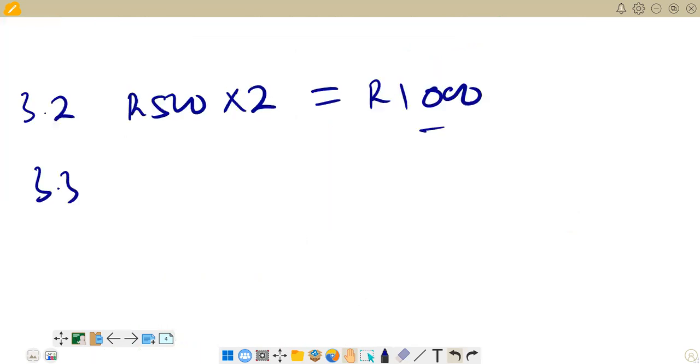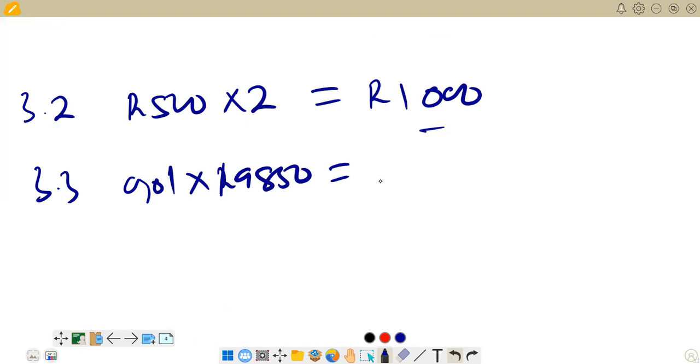So here we are saying 0.01 times the gross wage, which is 9,850. And obviously we are going to get the same amount, which is 98 rand 50 cents. So this is what we have. Then we go to the next one. We are now on 3.4. Let's try to see what 3.4 says.